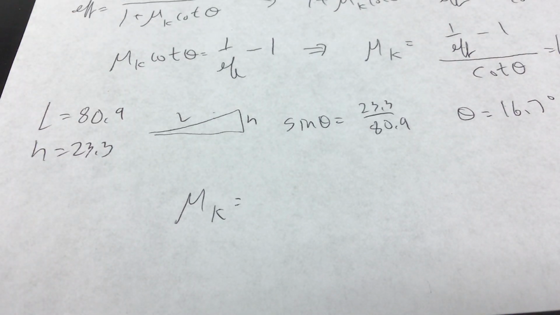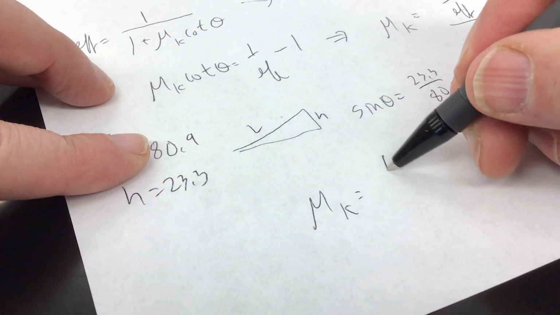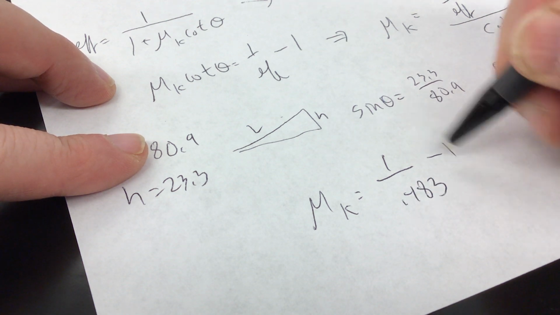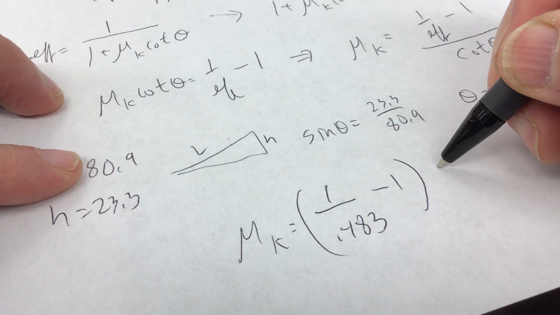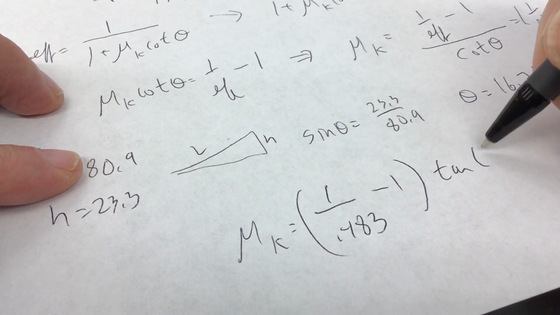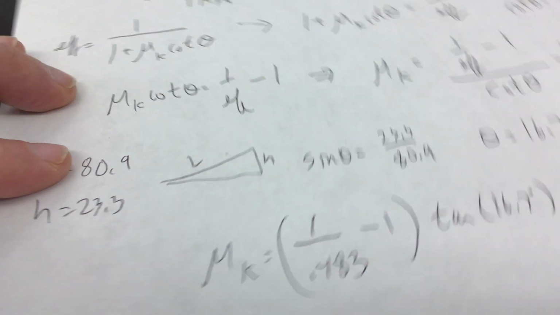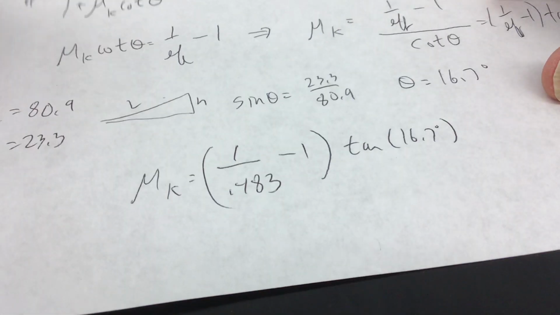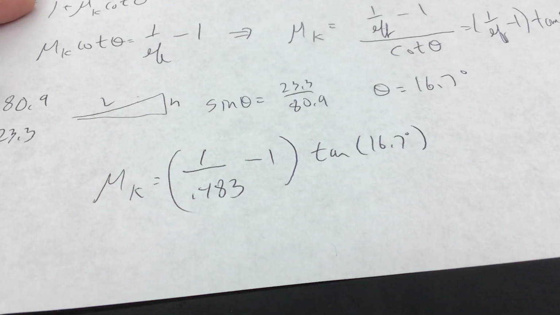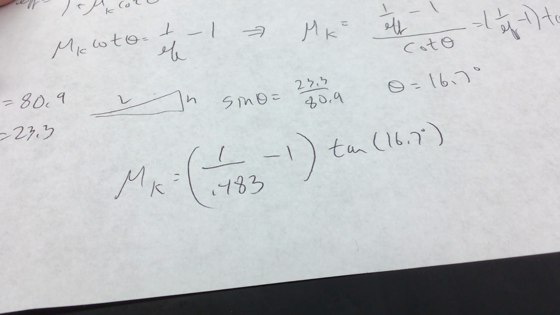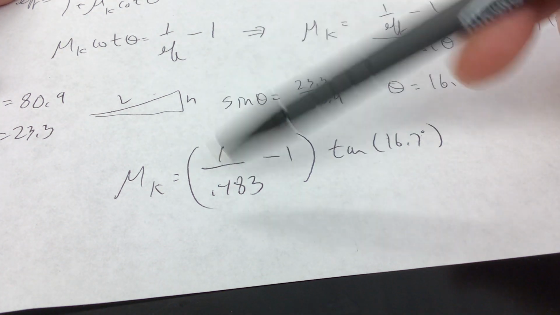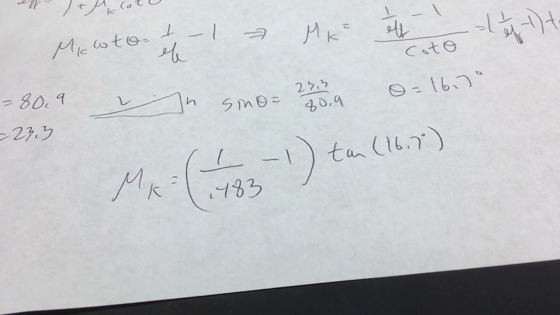So now let's find mu, and again, the mu should remain remarkably the same for all three. Even though the angle changes, the mu is the same because the two surfaces are the same. So 1 over the efficiency, 1 over 0.483 minus 1, times tangent of 16.7 degrees. Now, I also could have measured the horizontal distance. I just decided we might as well remind ourselves of trig. So go ahead and calculate that out. Tangent is 60.7, and then multiply that by whatever is inside of here, and you'll get mu sub k.